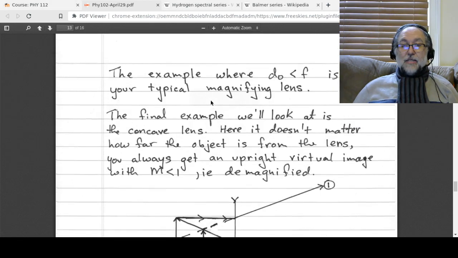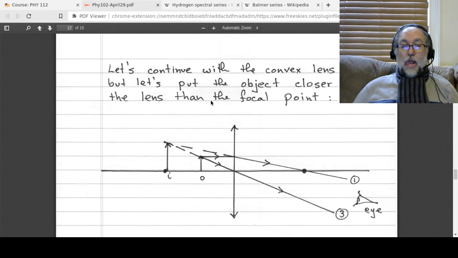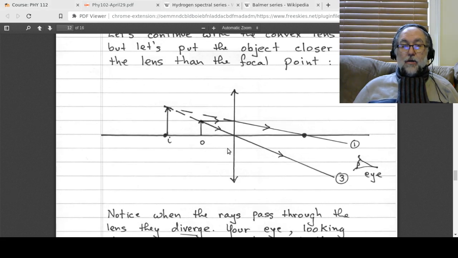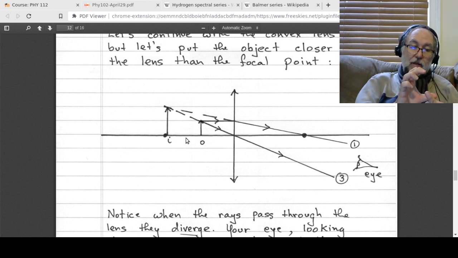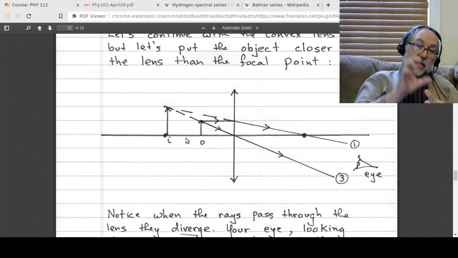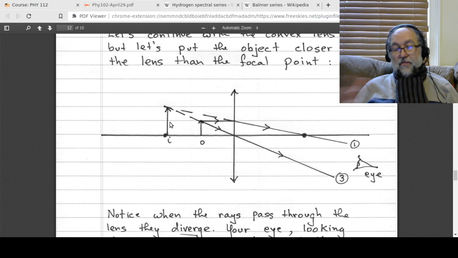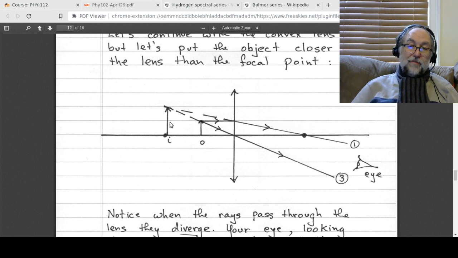And in the previous case, the image was bigger than the object. This is a magnifying glass. So a magnifying glass only works if you put the object closer to the lens than the focal point. And you could try this. I'm sure you've got a magnifying glass at home. Just put it in front of your finger or something, and you move it back and forth, and you'll see that the image will look bigger. Your finger will look bigger as you look through the magnifying glass.